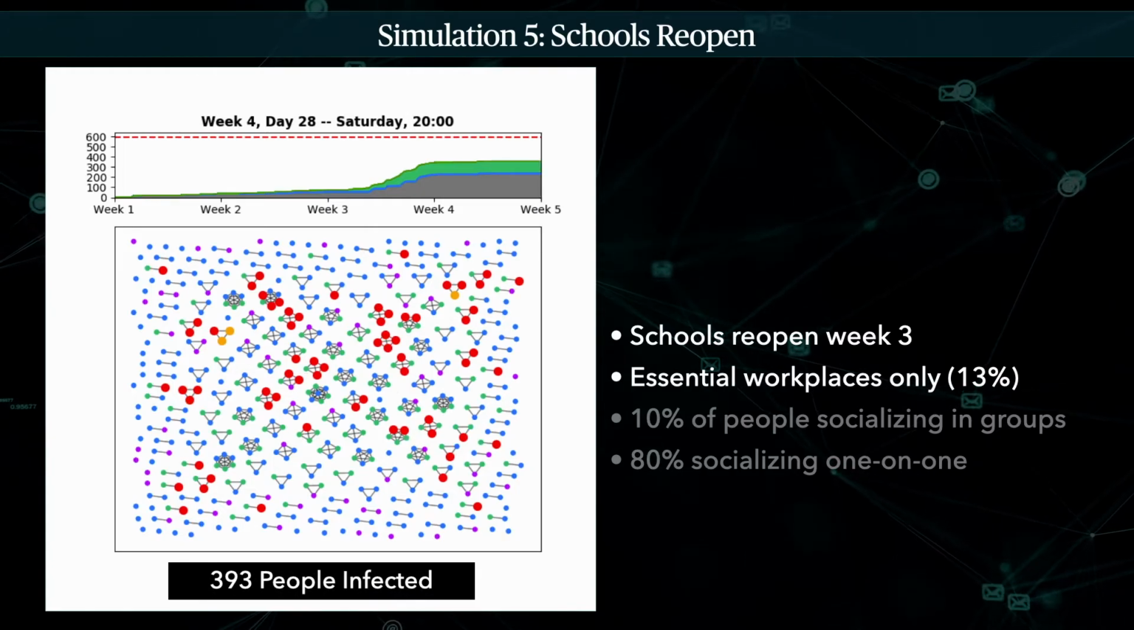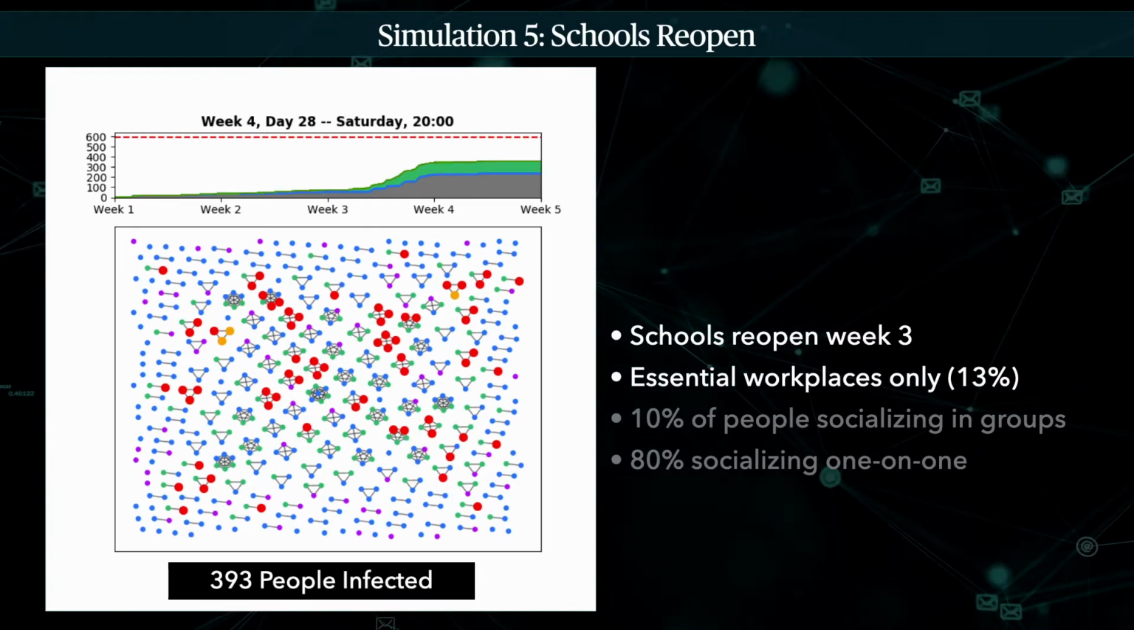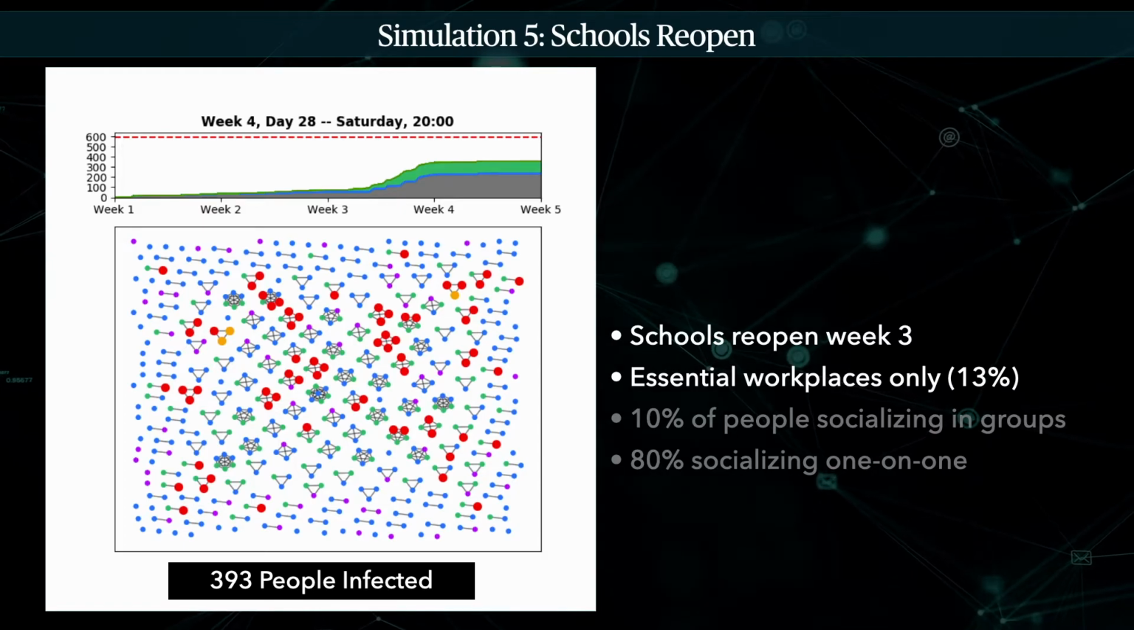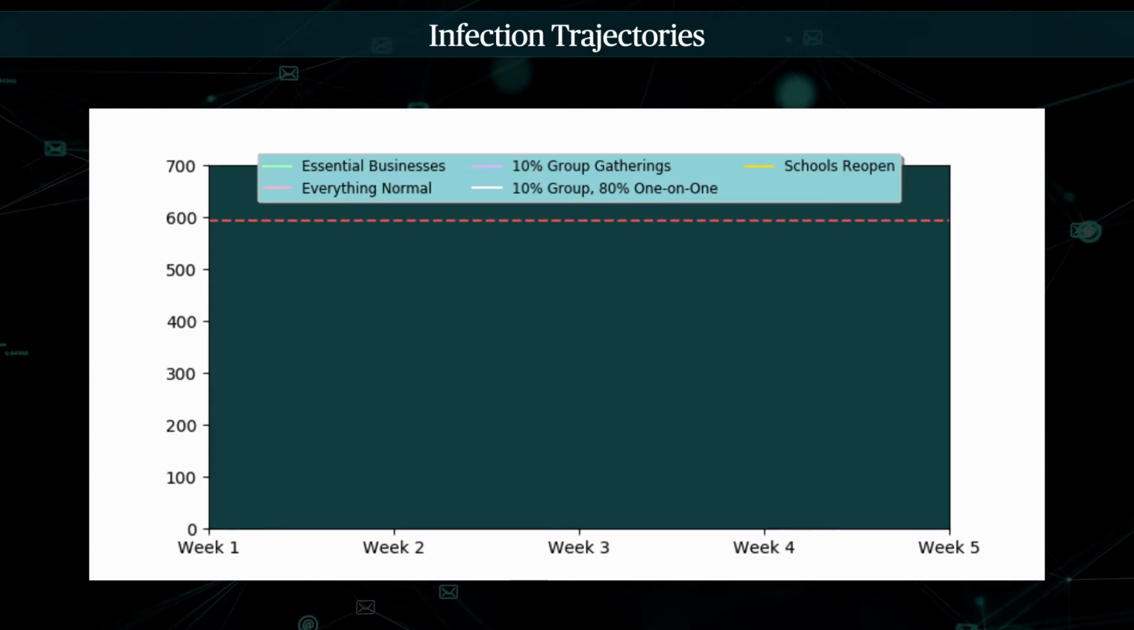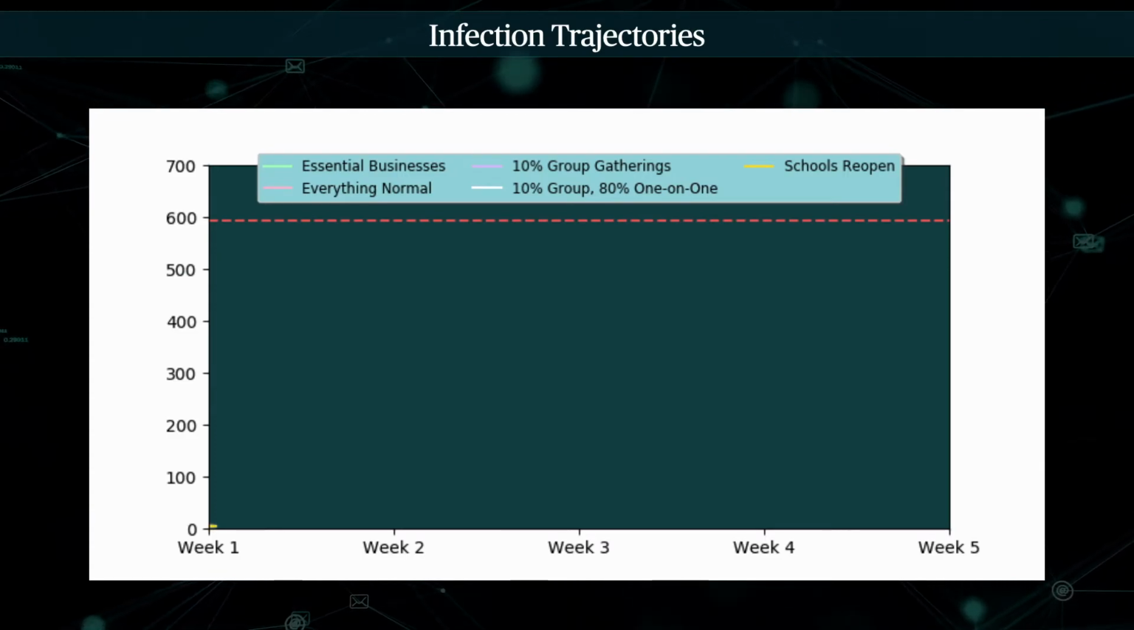By the end, 393 people were infected, our highest count since our worst case scenario. And now, let's compare the infection trajectories for each of these simulations all at once.